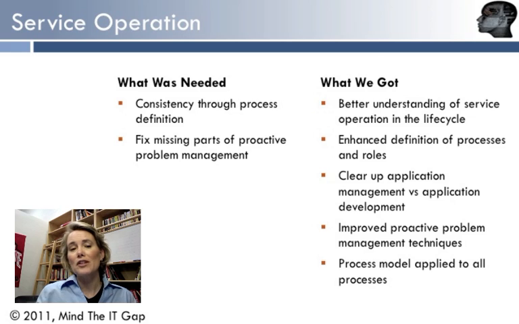Now, from the service operation perspective, we had 5 processes, great, but they didn't have the same process model applied to them. So we got a lot of definition around incident and problem, but not so much definition around proactive problem management, access, event management, or request fulfillment. They fixed all of that. There's a lot of consistency now, and the missing part of proactive problem management is there. There's a lot more description around the types of techniques you could use for proactive problem management.